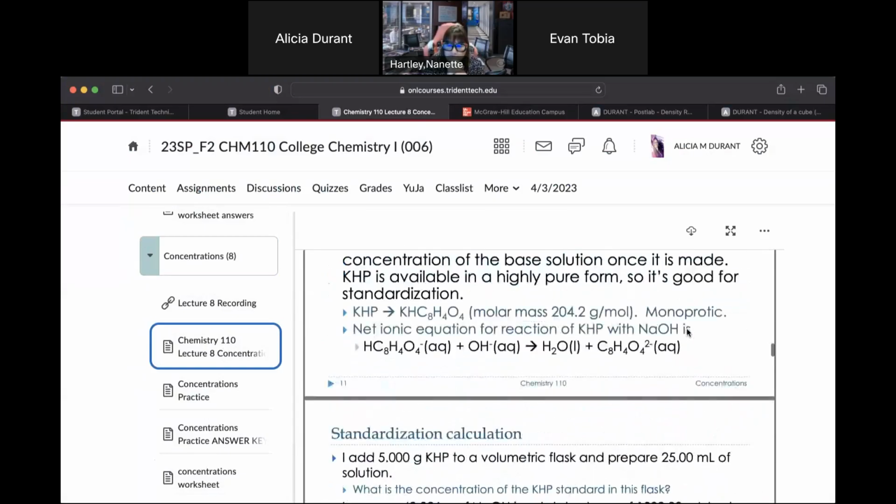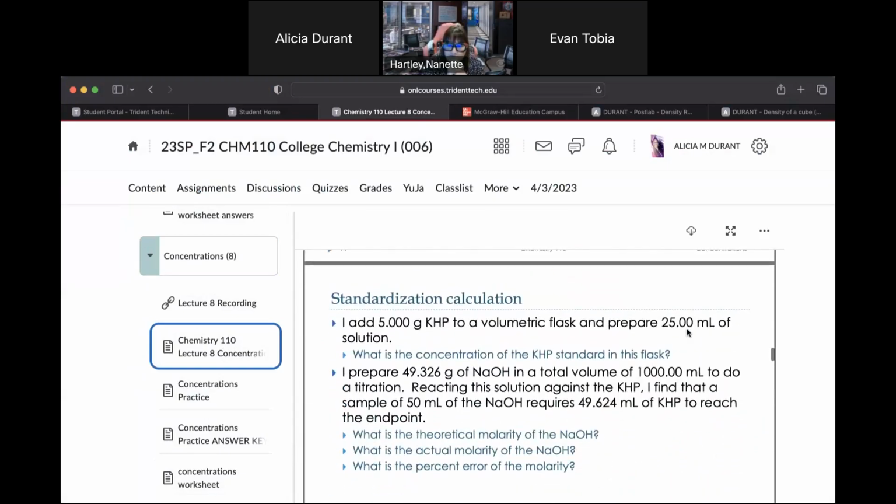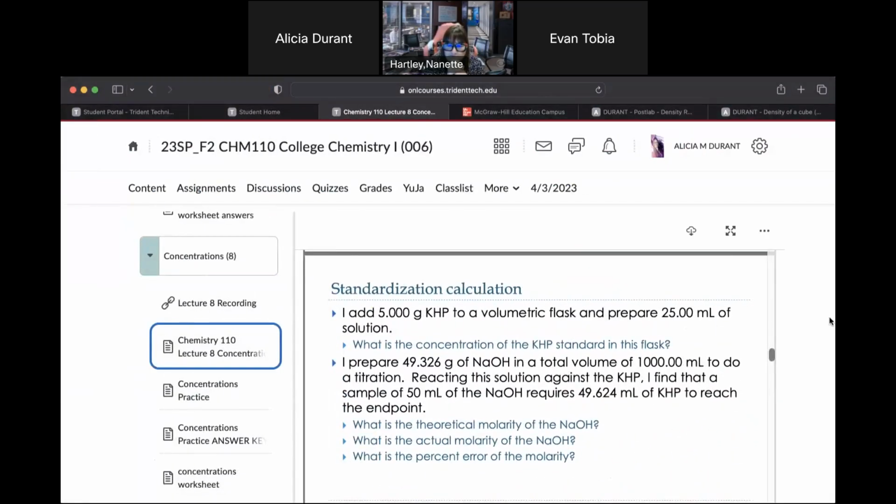Okay, right here is where I had to get off, at standardization calculation. So when we talked about molar concentration, we talked about that. How would I calculate the molarity of that KHP solution, knowing that I have that mass and that volume?